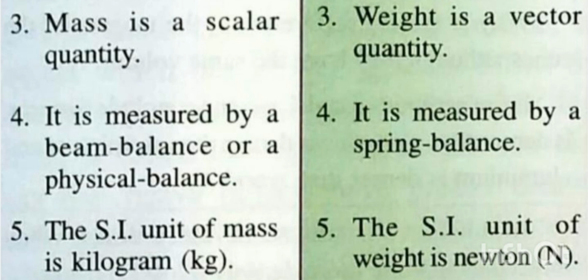Number 3, mass is a scalar quantity, while weight is a vector quantity. Number 4, how it is measured. Mass is measured by a beam balance or a physical balance, while weight is measured by a spring balance. Number 5, the units for mass are kilograms or kg, while the units for weight are newtons.